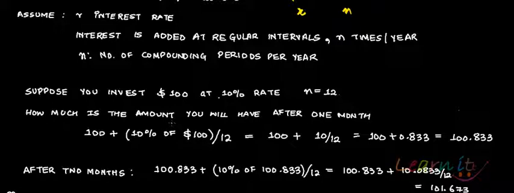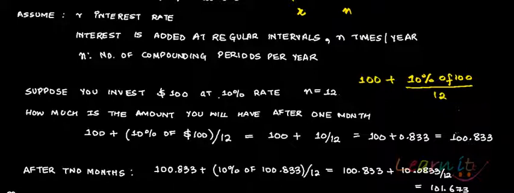So after 1 month, how much will you have? You have invested $100, plus you will be getting the 10% interest on this $100 annually, which is divided among 12 compounding periods. 10% of $100 is 10, which is divided by 12, giving 0.833. So 100 plus 0.833 is 100.833.